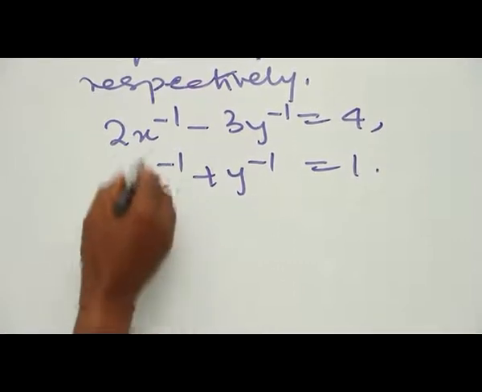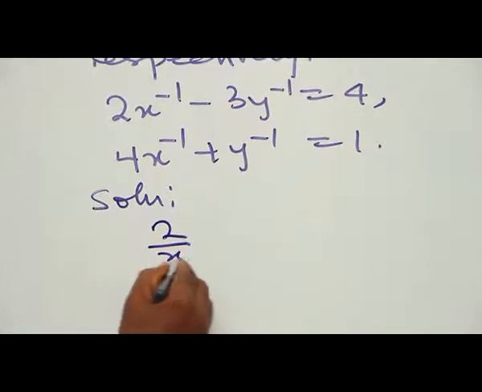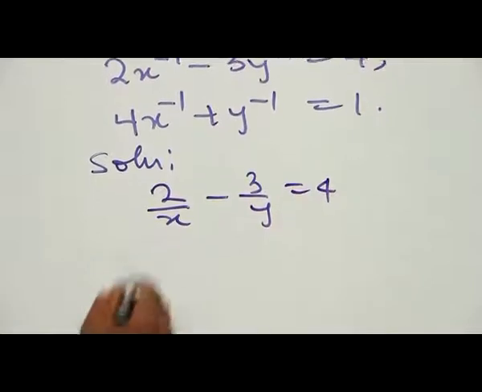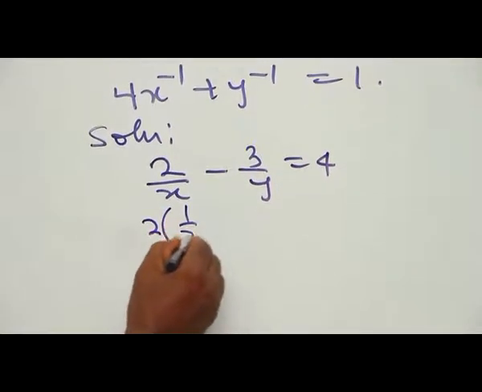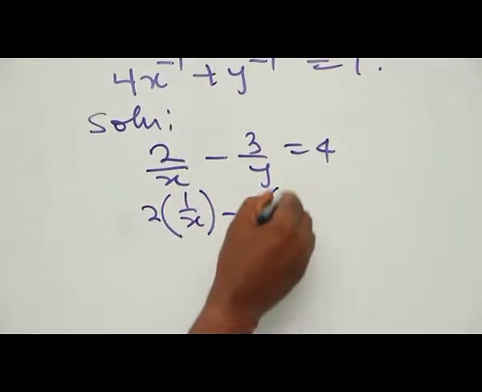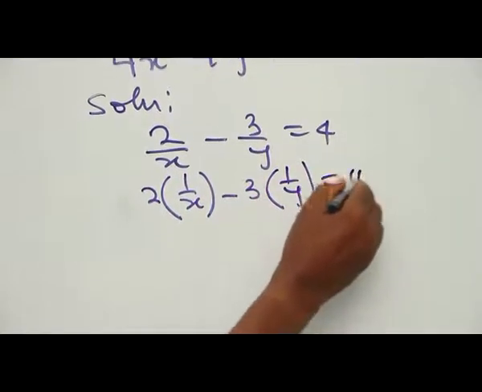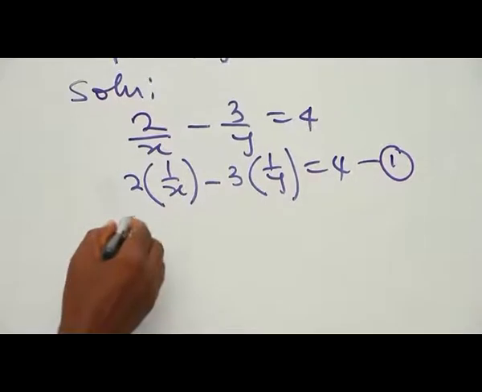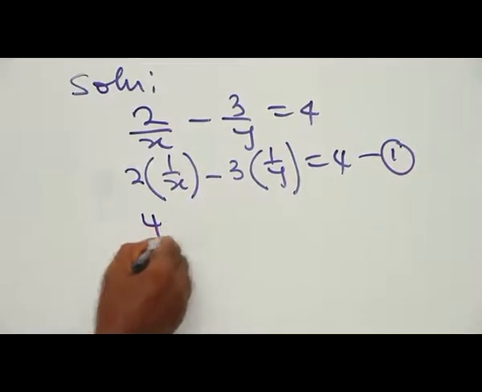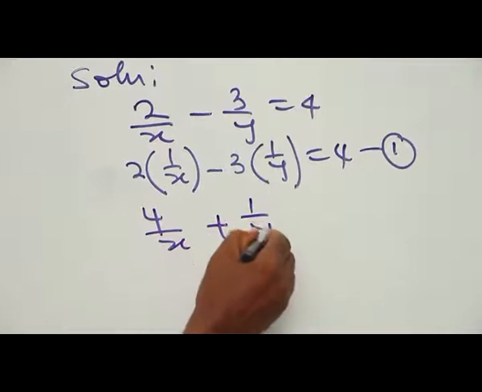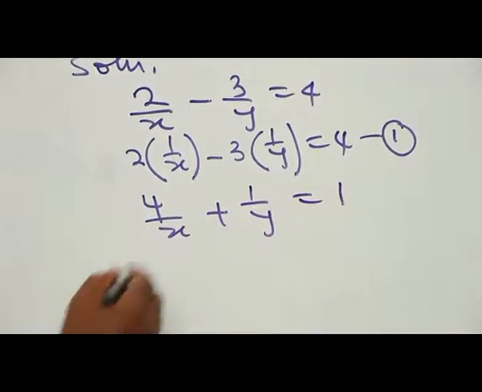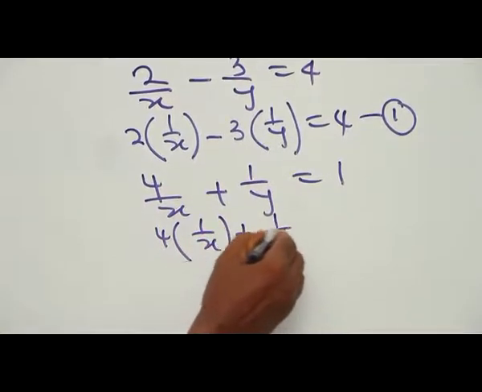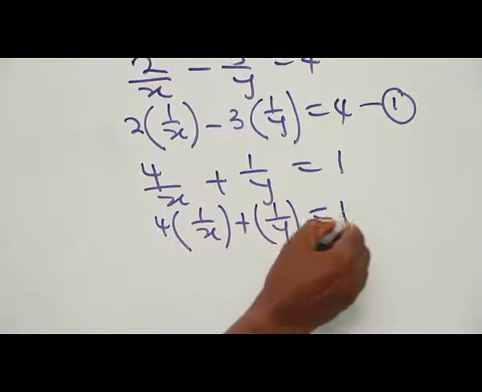By the laws of indices, we can write the first one as 2 all over s minus 3 all over y is equal to 4. So that we now have 2 into 1 over s minus 3 into 1 over y, and this is equal to 4. You can decide to call this one equation 1. Then the second one, you will have 4 all over s plus 1 all over y is equal to 1. This means that 4 into 1 all over s plus 1 all over y, and this is equal to 1. Call this equation 2.